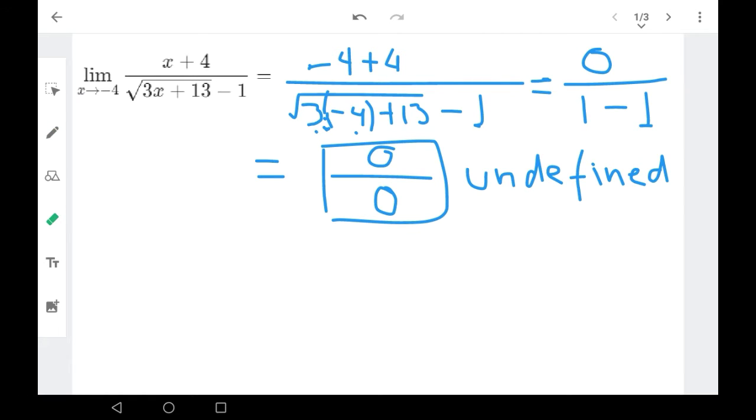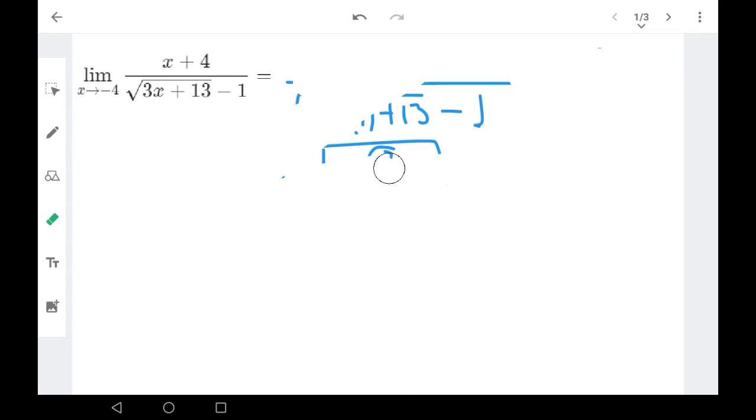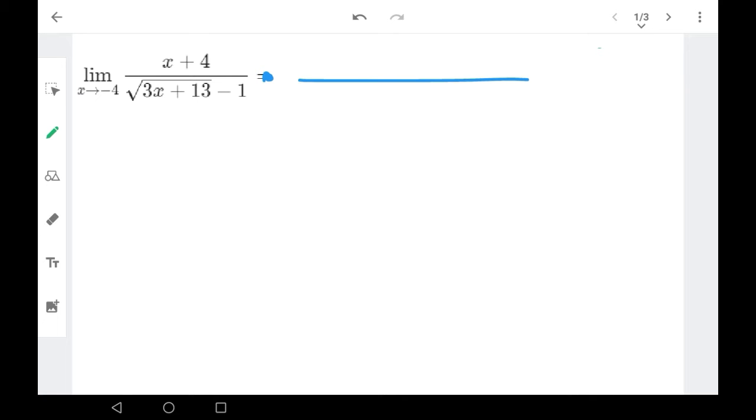So when I get something like this, I have to try another process to find the limit. In this case, I cannot do it by substitution. So what I have to use here is rationalization, guys. So I can say that this would be the same expression times, since the radical is here, the conjugate of the denominator.